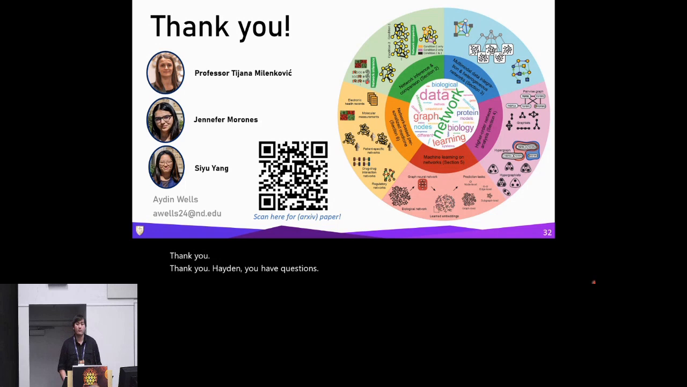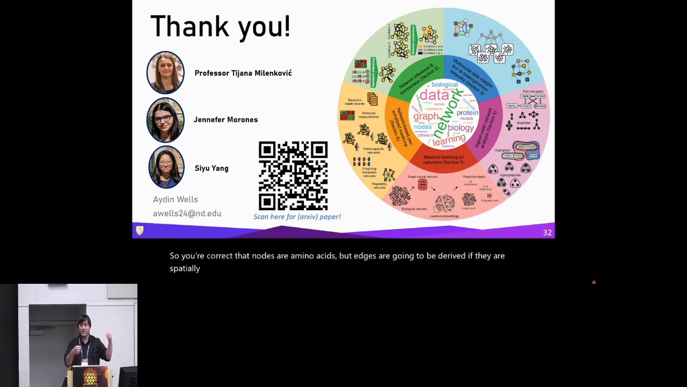I don't seem to understand what these PSNs are. Is it like a simplified representation of the actual protein structure? You have a node for an amino acid and an edge for an interaction. So you're correct that nodes are amino acids, but edges are derived if these amino acids are spatially close within the 3D fold. Okay, so that's how we draw edges. Thank you.